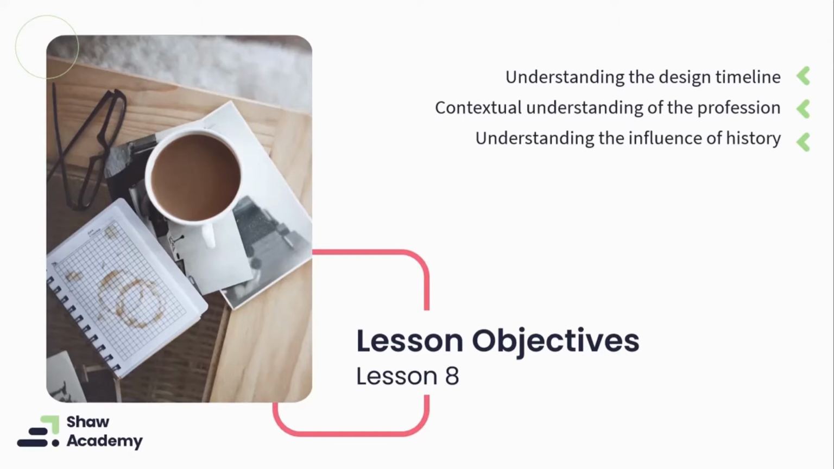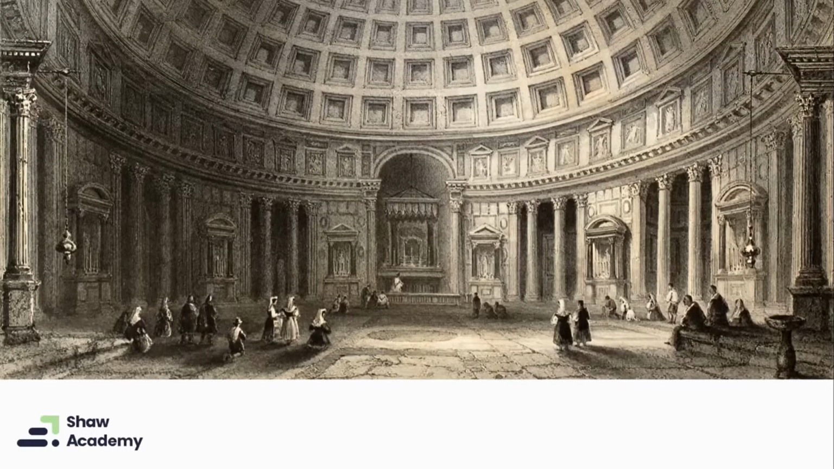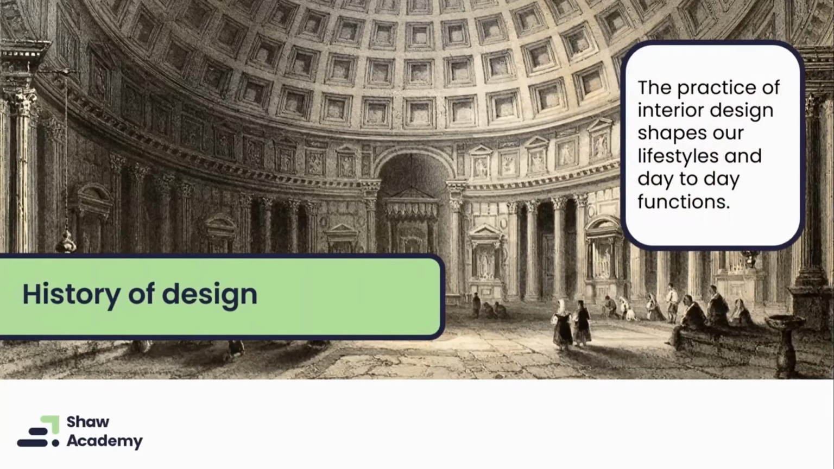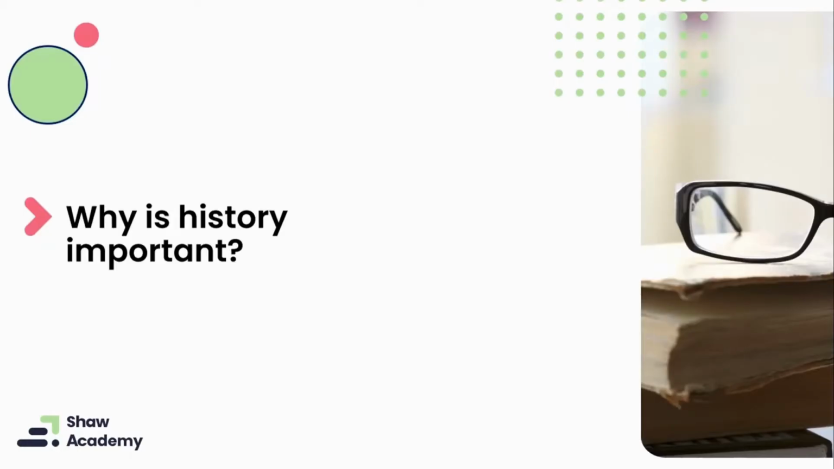As we know and as we've learned through this module, the practice of interior design shapes our lifestyles and the day-to-day functions. Each of our functions and daily practices bring about a form of cultural identity, which is shaped through certain influences within our history. Why do you think we look at history of design? Why do you think it is such an important topic to cover to become an interior designer?